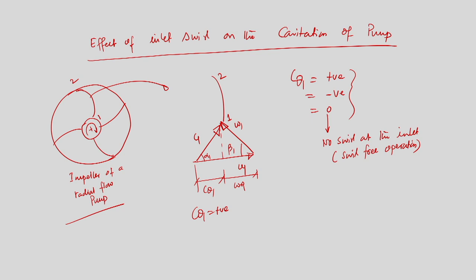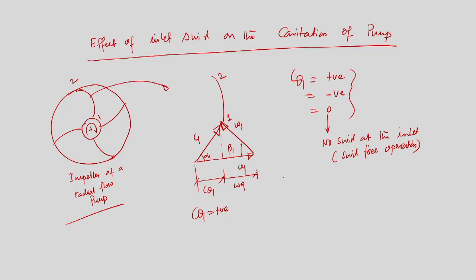We may have a positive component when the direction of rotation of the impeller and fluid are in the same direction, or a negative swirl component if the rotation of the fluid and the impeller are in different directions. Now, the best possible case is no swirl at the inlet. Recall that the head developed by the pump is U 2 C theta 2 minus U 1 C theta 1 divided by g. With no swirl at the inlet, the head developed by the pump can be written as U 2 C theta 2 by g.